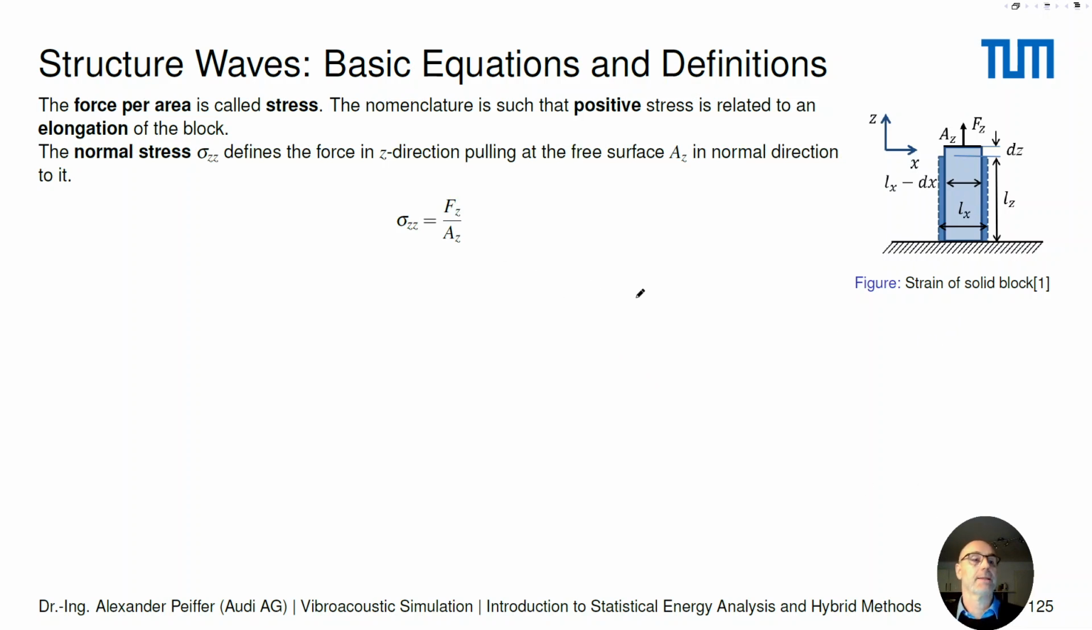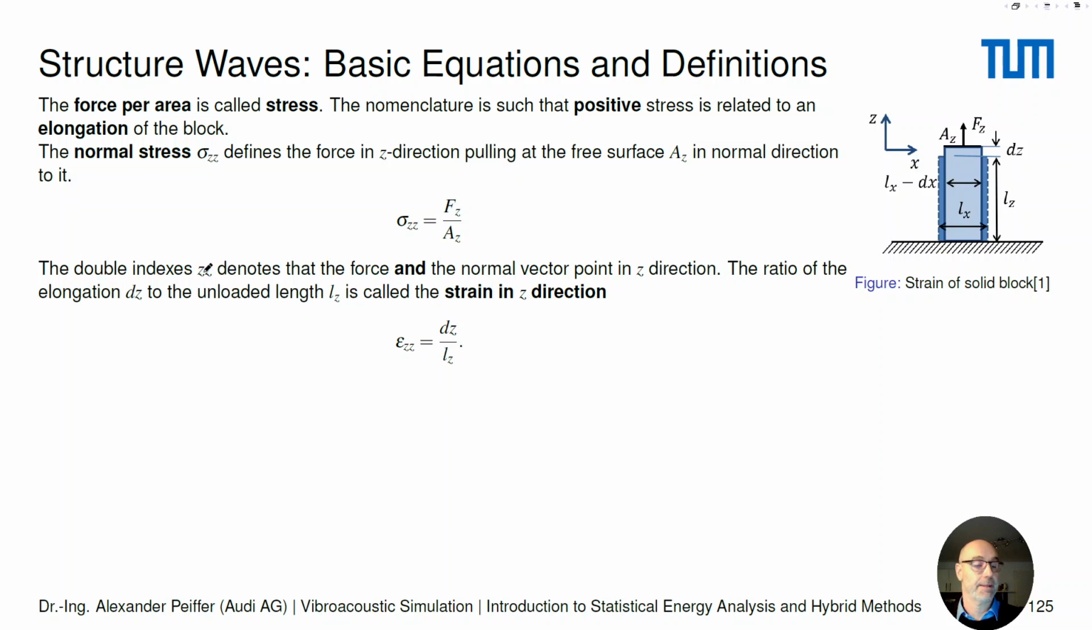A normal stress is characterized by the fact that the force and the normal vector are pointing in the same direction, so here in the normal direction of z. The double index in this sigma symbol denotes that it is a classical normal stress in z direction. Both the force and the surface normal vector are pointing in z direction. Good. So far for the excitation or the force-like dimension in solids.